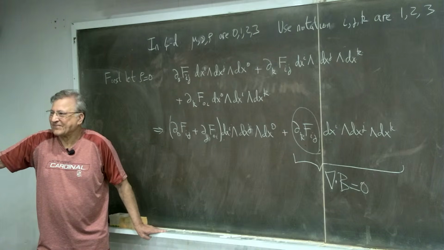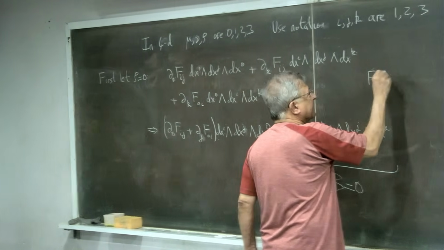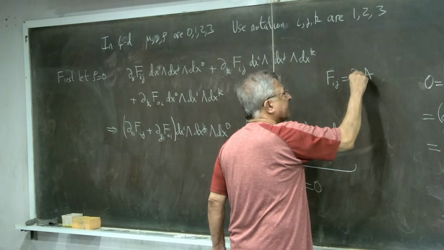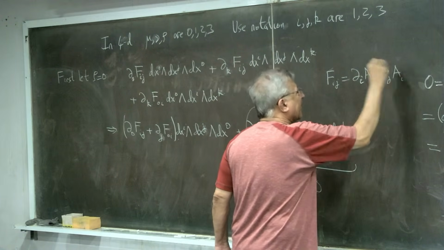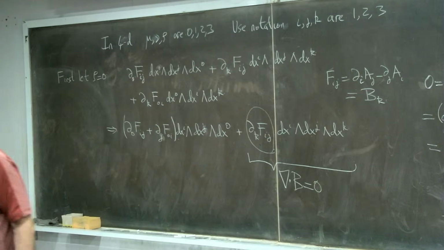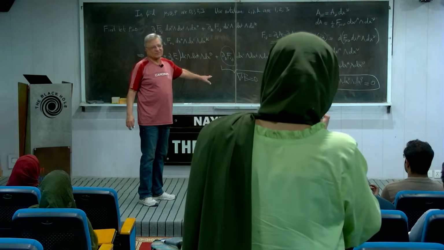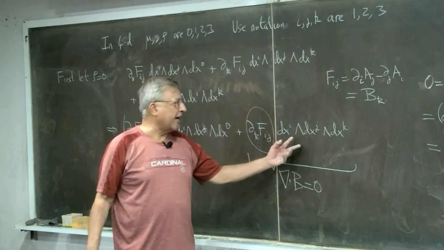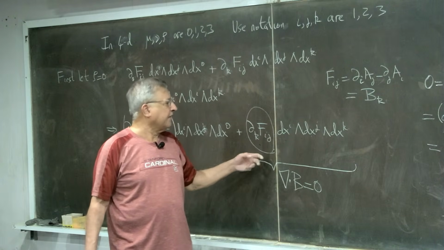Why? Remember what Fij is. Exactly, this is Bk. So, straight out this says divergence of B is equal to 0, because it is multiplied by something anti-symmetric, so therefore this is exactly that.